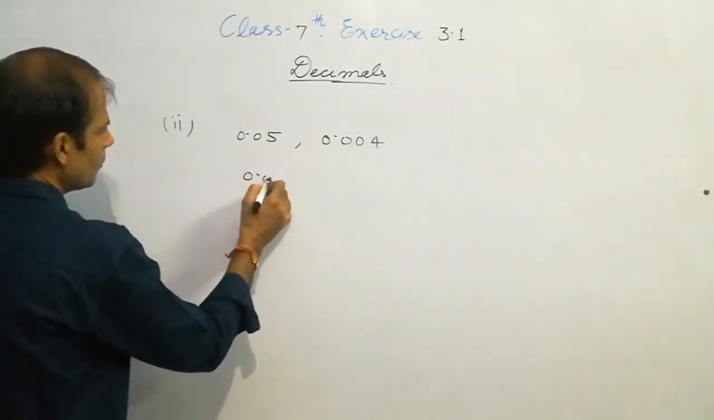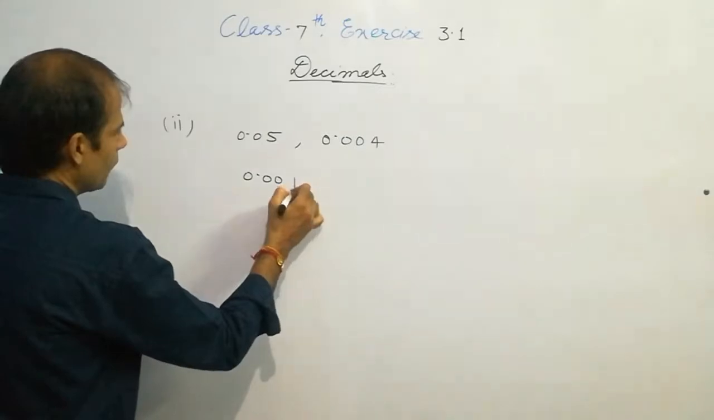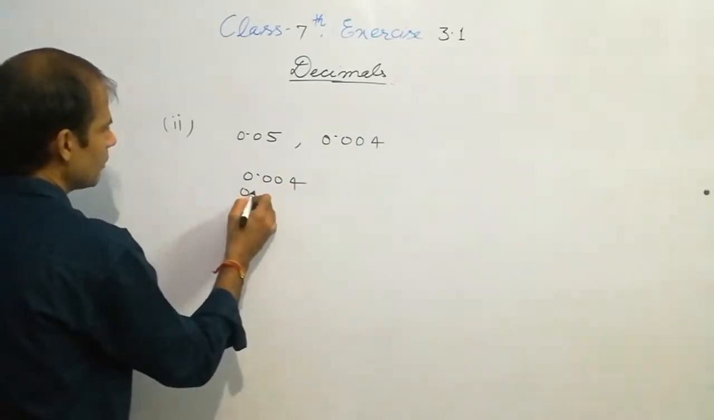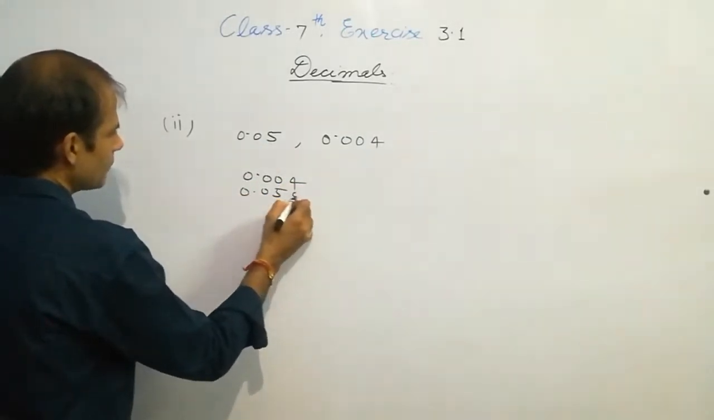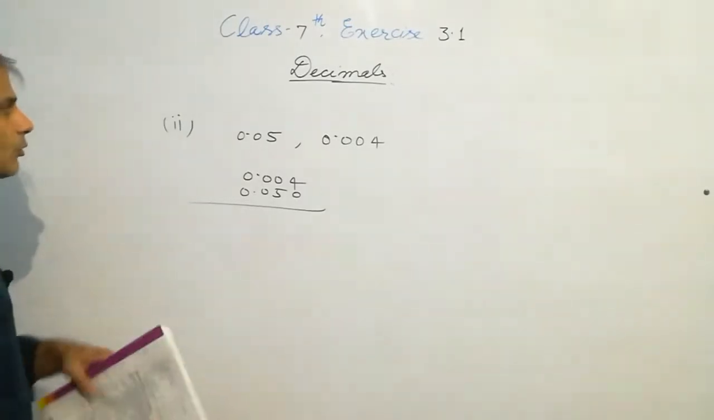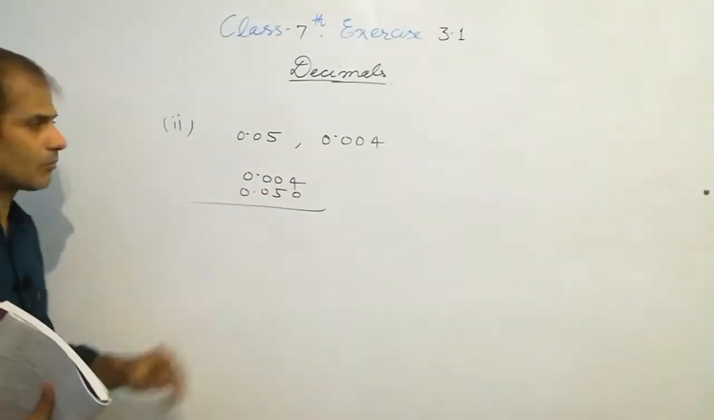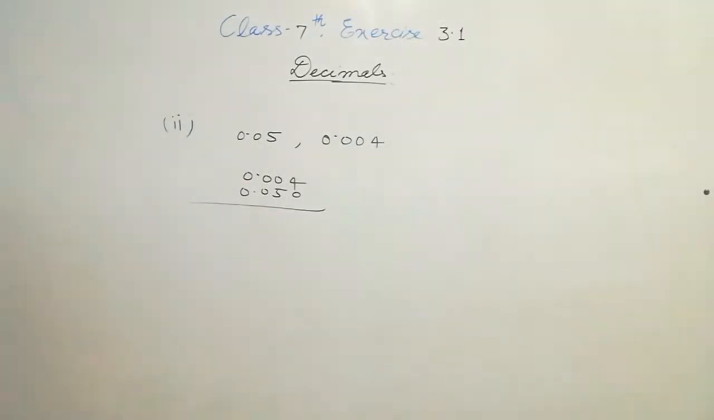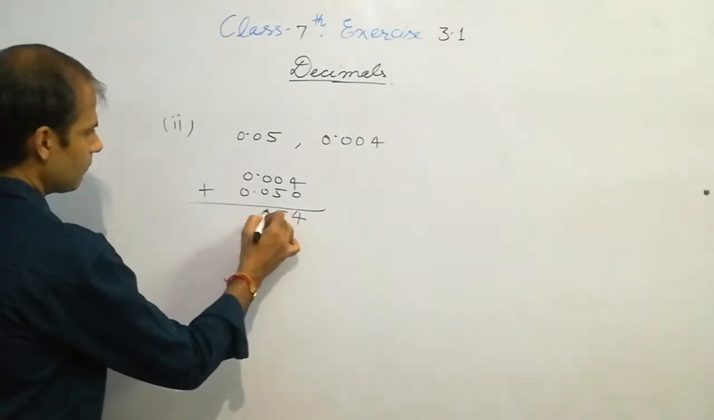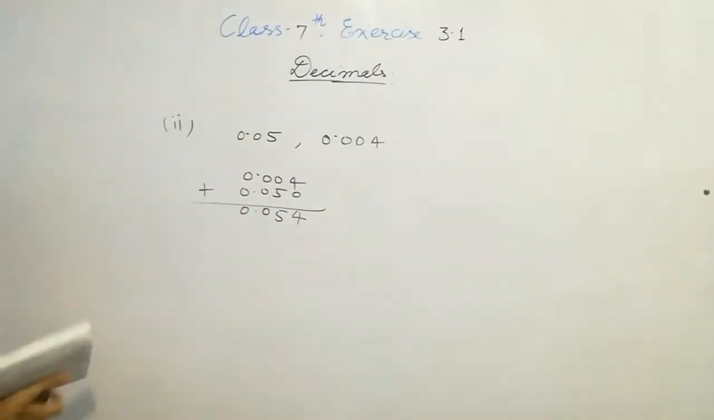So it is 0.004 and it can be written as 0.050. So convert these 2 digits into 3. You can write a 0 after the number. Now these are the like decimals. Add these 4, 5, 0. So the answer is 0.054. Third part.